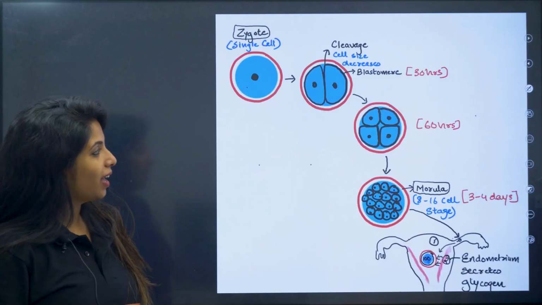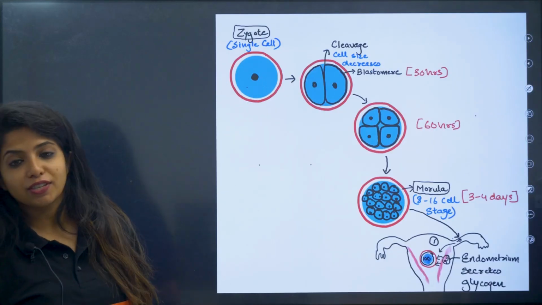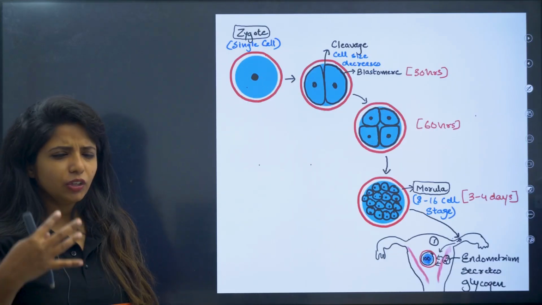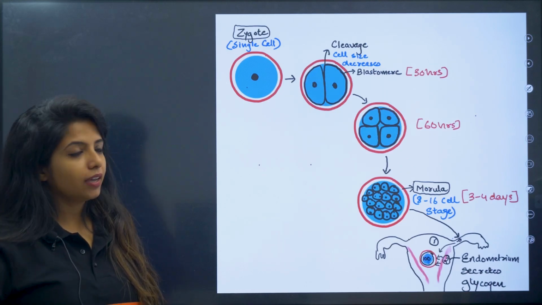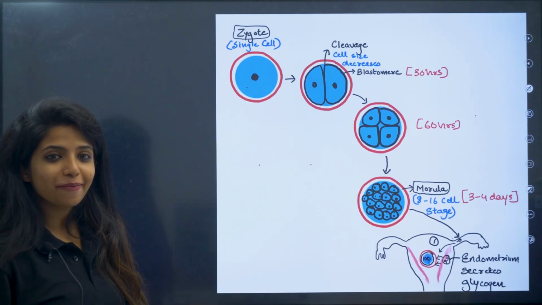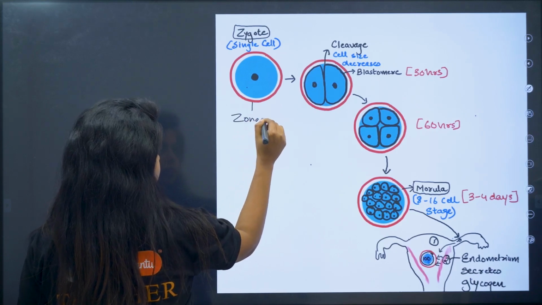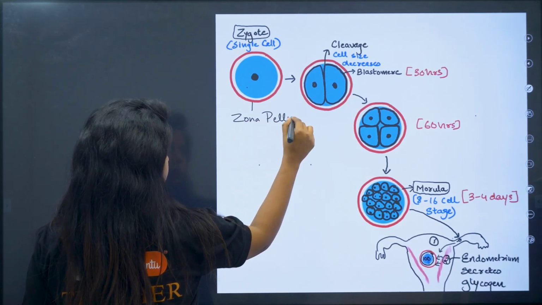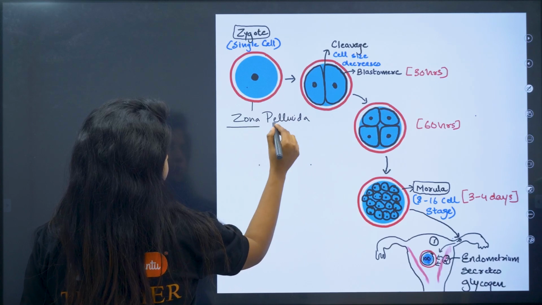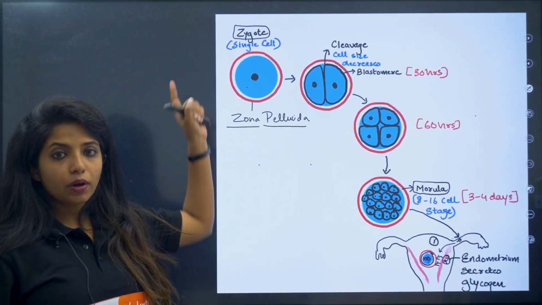Are you ready to see it? Let's see it. So over here we have the zygote, the corona radiata, just forget it. What do we have? We have the zona pellucida layer still intact. This red colored thing that you see over here is the zona pellucida. Agree?